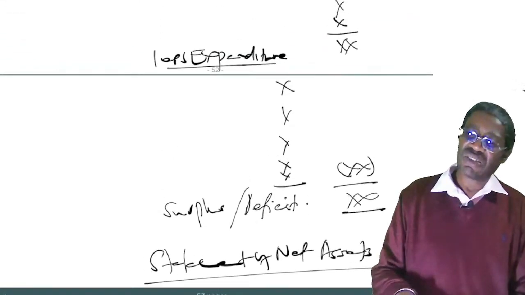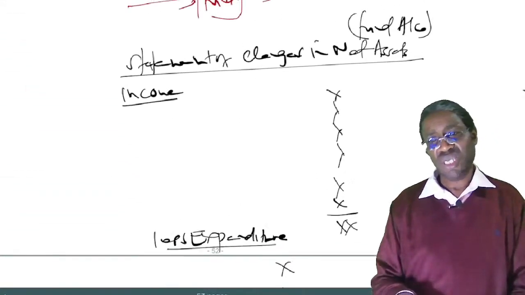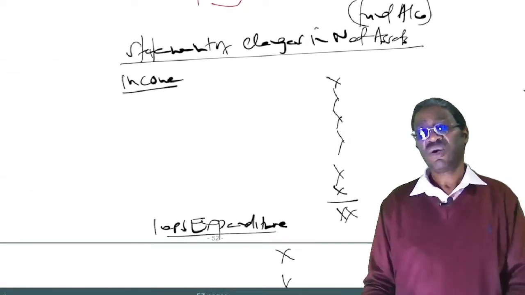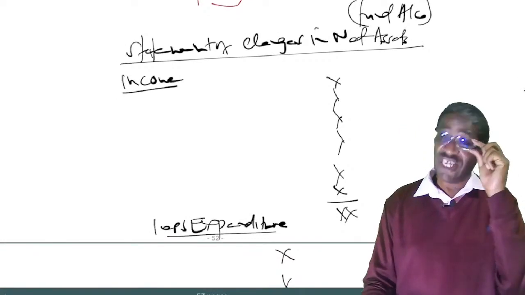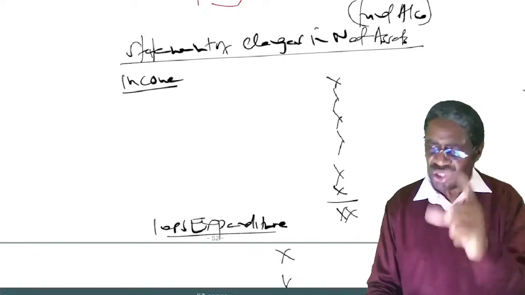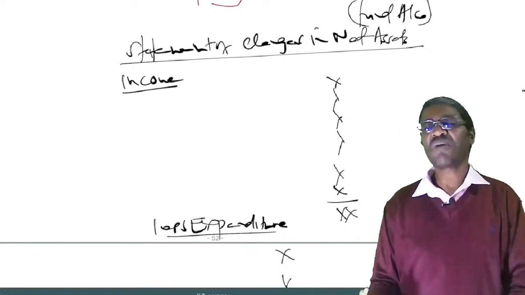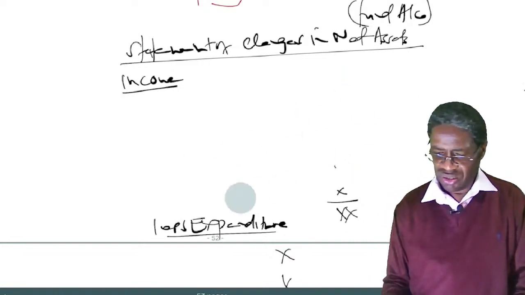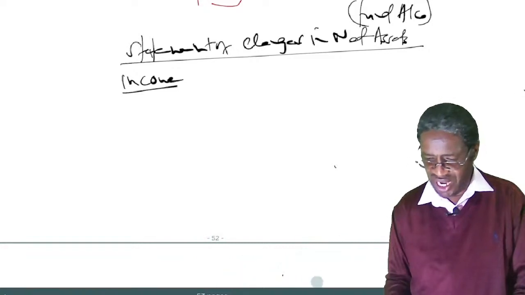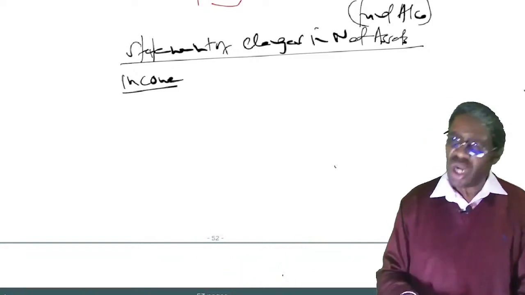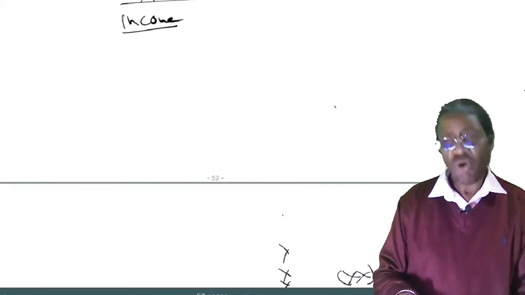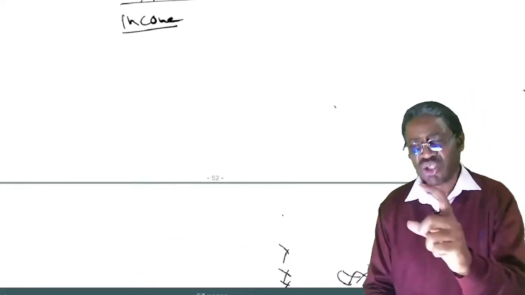Now we go back to the income statement, which we are calling statement of changes in net assets. So the question is, what are some of the sources of incomes for the funding agent? That's what we want to identify now. Listen, one major source of income for the funding agent, obviously, is the contributions they are receiving.